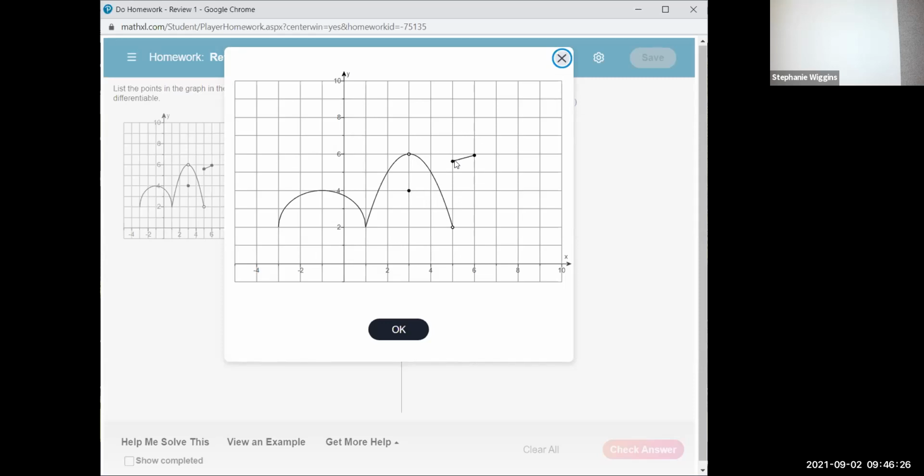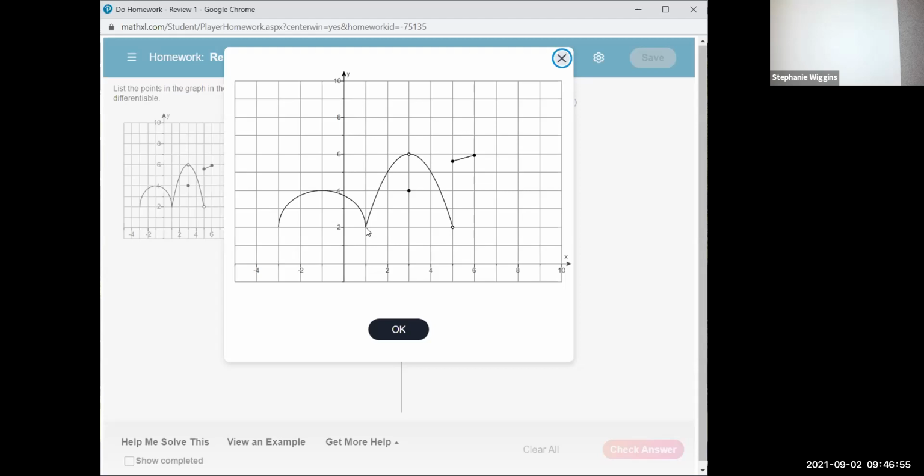But the idea of differentiability is stronger than continuity, because in addition to having no breaks, you can't have any sharp points or corners. And you can see right here, this spot has a sharp point. So differentiability measures how smooth the curve is. If there's a sharp corner or point, it's not differentiable at that spot.